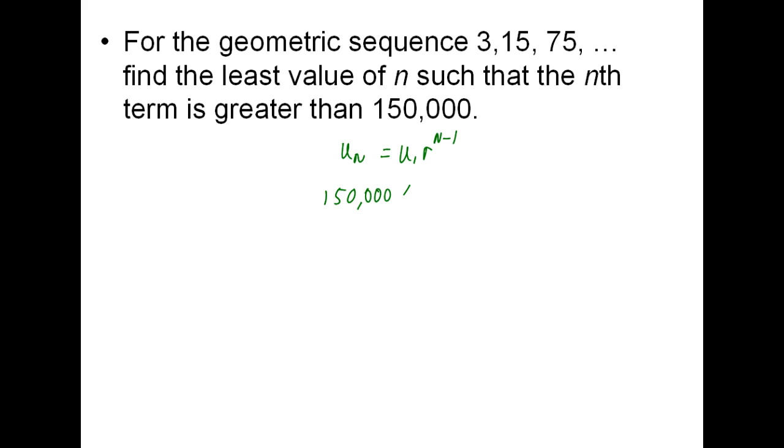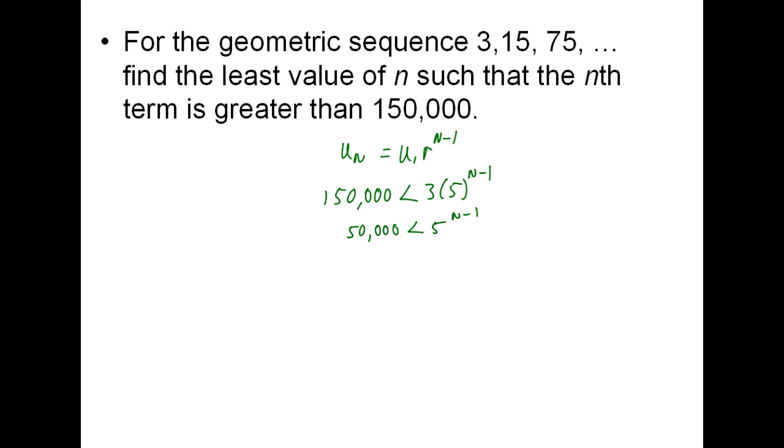So 150,000 is less than u1, which is 3, times r. We notice that we're multiplying by 5 to the n minus 1. So now to solve this for n, I'm going to first divide by 3. That gives me 50,000 is less than 5 to the n minus 1. Well, I have my n as part of an exponent.